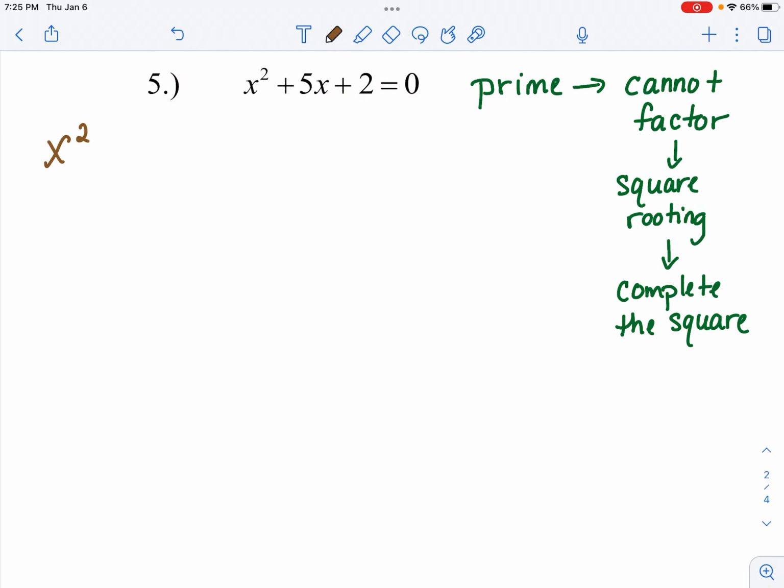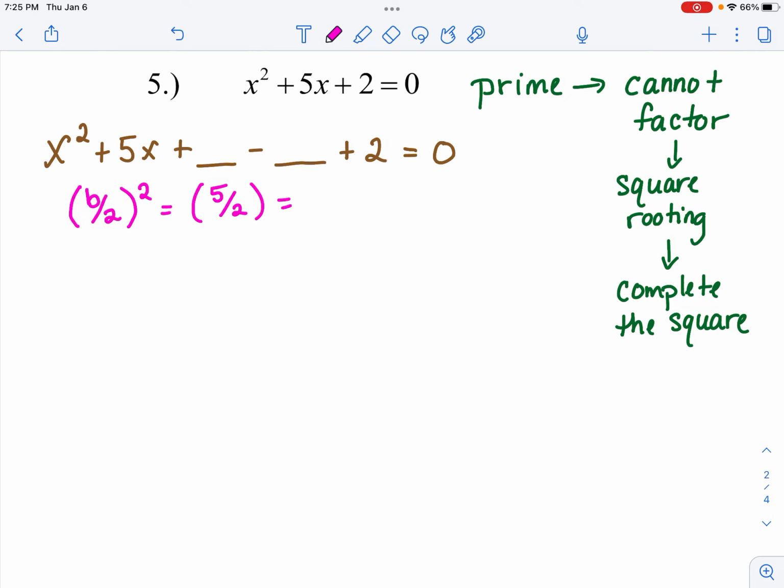All right, so we're going to have x squared plus 5x. We're going to add a number and subtract a number, and then have the plus 2 equal to 0, okay? All right, so the question is what goes in that spot? Now, we've talked about this more than once. We need to do b over 2 squared, and that's what we add and subtract. b is positive 5. 5 half squared is 25 over 4. So that's what's going to go in this spot, 25 over 4 and 25 over 4. All right? Crazy, crazy, crazy, I know, but that's what we're going to do.